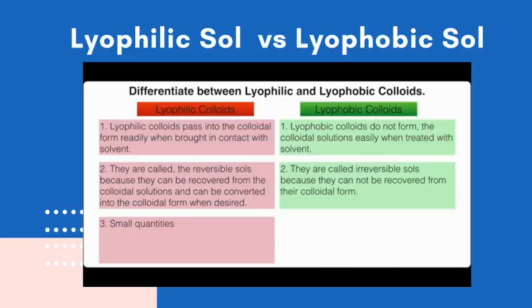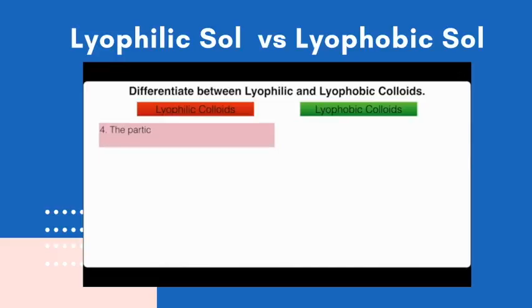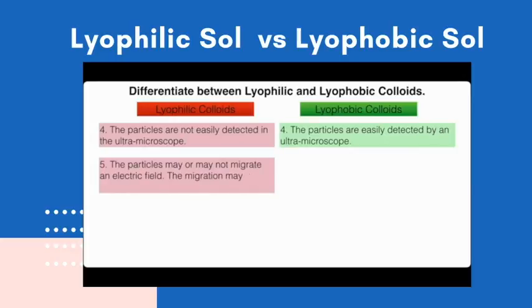For lyophilic colloids, small quantities of electrolyte do not affect the precipitation, but only large quantities of electrolytes can cause precipitation. For lyophobic colloids, even small quantities of electrolyte can cause precipitation. The particles of lyophilic colloids are not easily detected in the ultramicroscope, while lyophobic particles are easily detected by an ultramicroscope. Lyophilic particles may or may not migrate in an electric field, and the migration may be in any direction. Lyophobic particles migrate only in one direction.